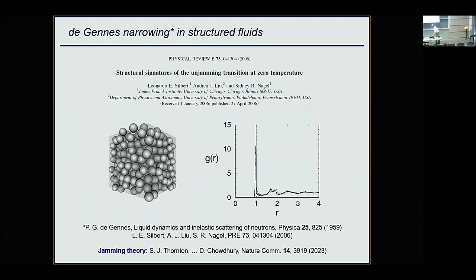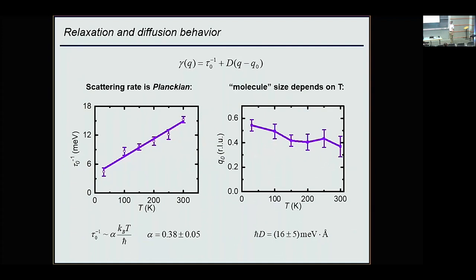And the intriguing thing comes when you plot what the properties of these functions are. So D turns out to just be a constant. It doesn't depend on temperature. Tau naught is highly temperature dependent. If you plot tau naught, it's actually linear. And if you fit it, tau naught is alpha kBT over h bar. Alpha is 0.38. That's actually the same as this alpha in transport. So this thing is Planckian.